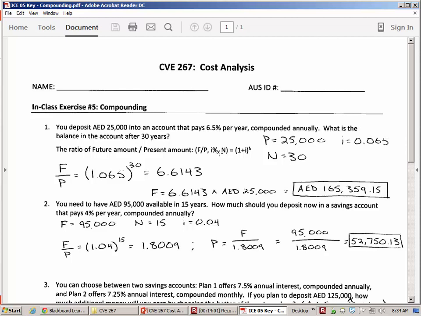So we calculate the ratio, and I think some of you mentioned you've seen this formula before, where it's 1 plus I to the power of how many compounding periods there are. And we got 165,000 in the end.